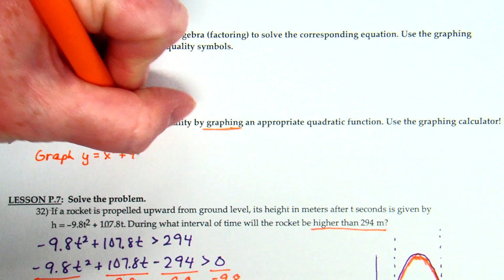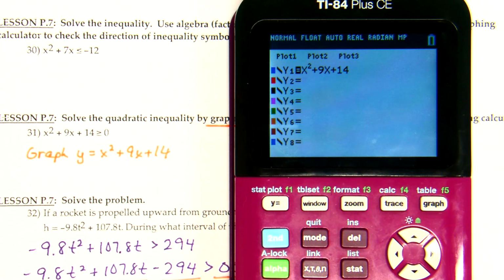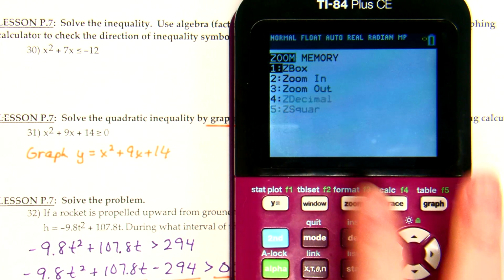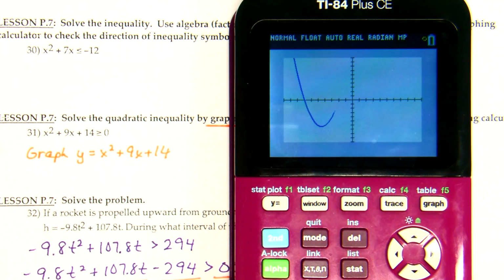So, you guys know the basics about graphing this at this point? X squared plus 9x plus 14. Who knows what your last graph looked like? So I would encourage you to do a zoom and go to a zoom standard. And we have a graph that looks like such, right?